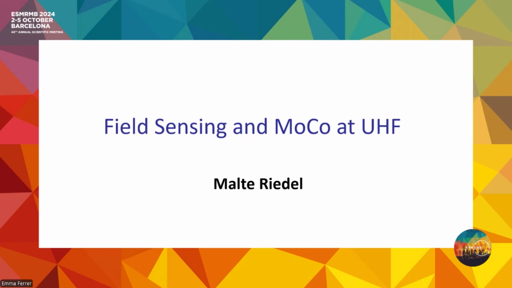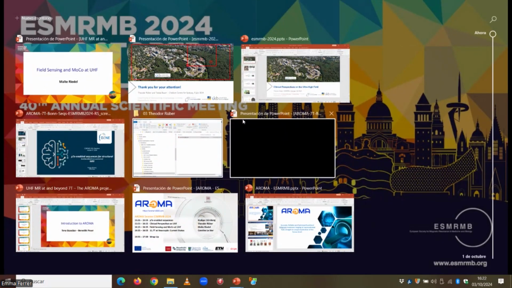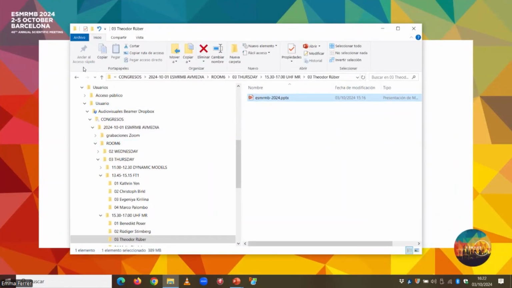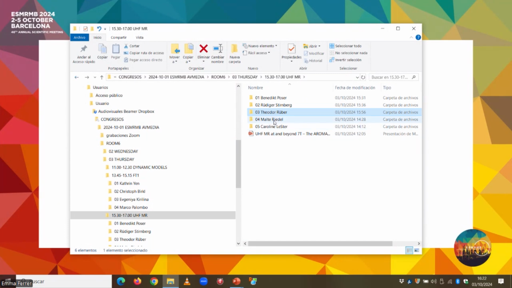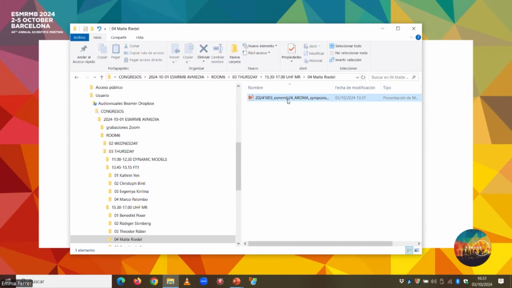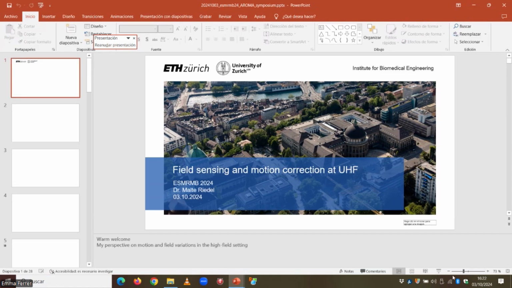Well, coming to our next speaker, Malte Riedel from ETH Zurich, talking about motion detection and field sensing at ultra-high field.